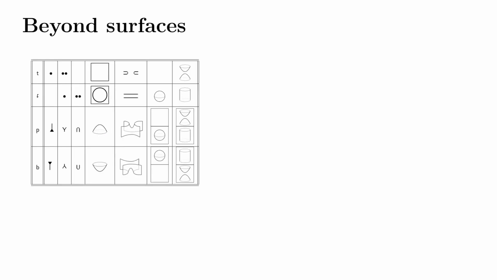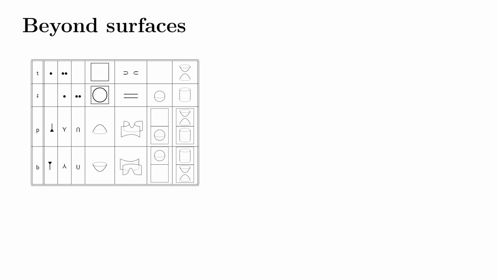Okay, so now we're going to go beyond surfaces and ask, well, what are T and F? You see, we didn't say what T and F were, so in the first column we could let F be empty and let T be a dot. And then P is like a unit and B is like a co-unit.